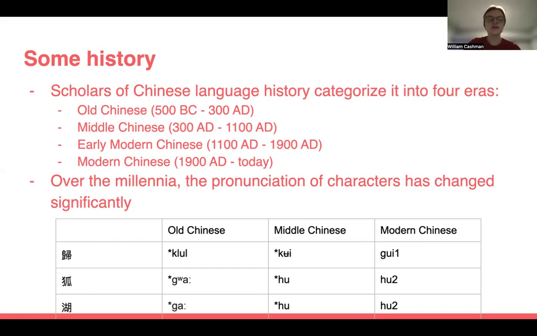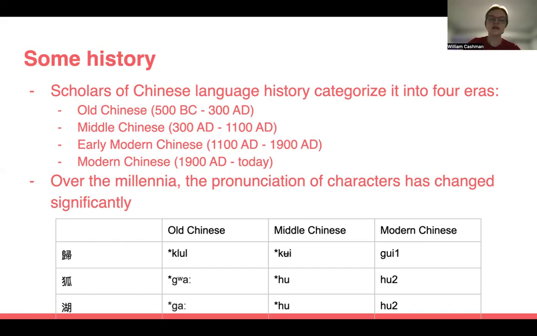You can see we have three examples of characters here: gui, hu, and hu. In Old Chinese, gui was pronounced klul, and in Middle Chinese, kui, and now in Modern Chinese, gui. Now we see we have hu and hu. One means fox and one means lake, but they have the same pronunciation.